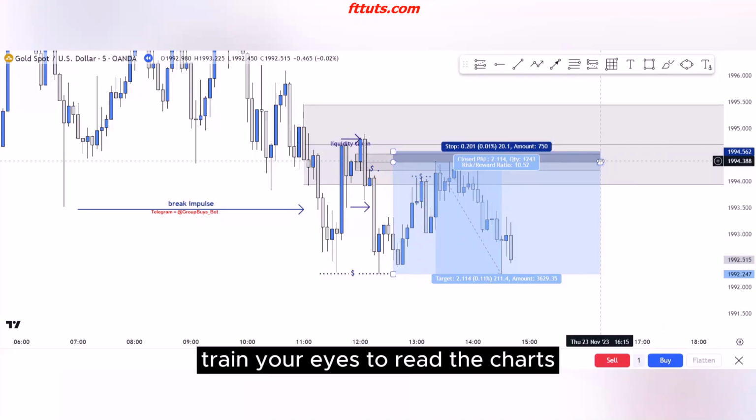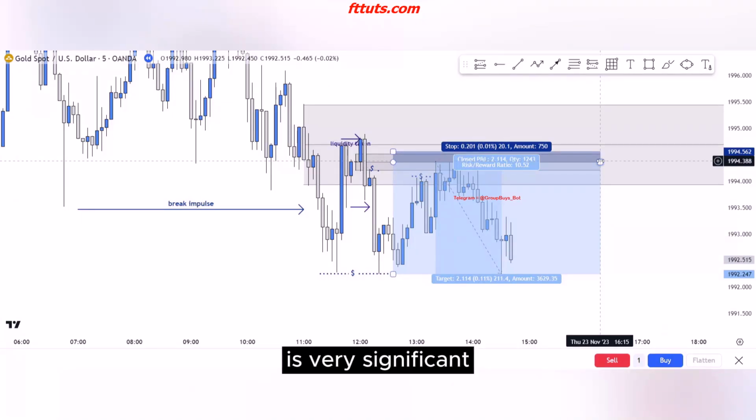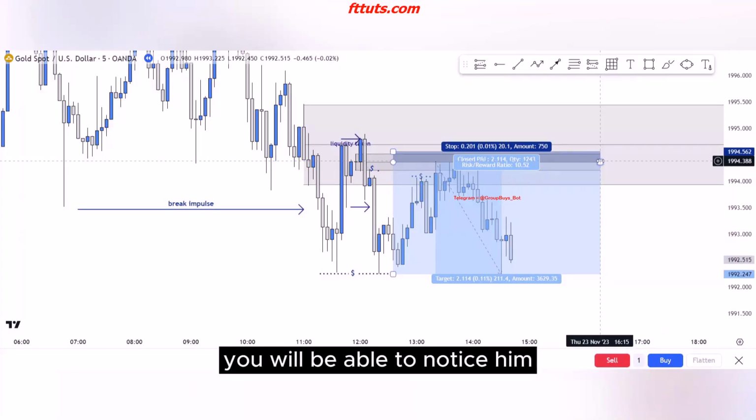Train your eyes to read the charts, read the candles correctly, give importance to the candles, and not look only at the large structures. Each candle has a different meaning. The importance of a doji candle, for example, is very significant. This candle has a lot of power. If you work correctly and patiently and not recklessly, you will be able to notice it.